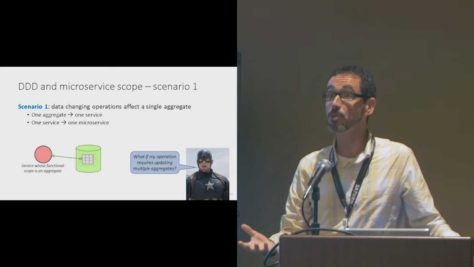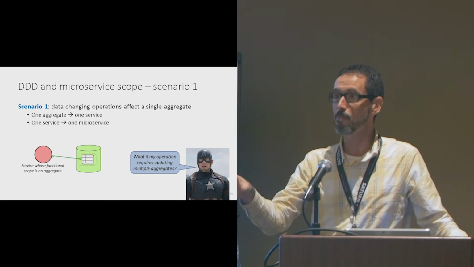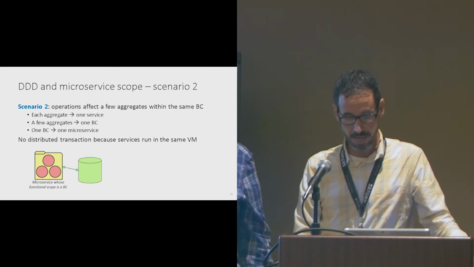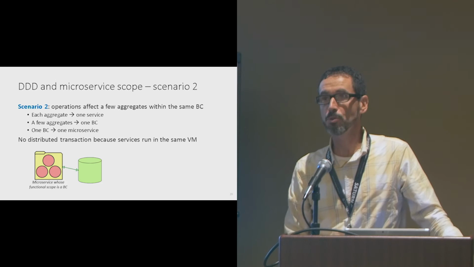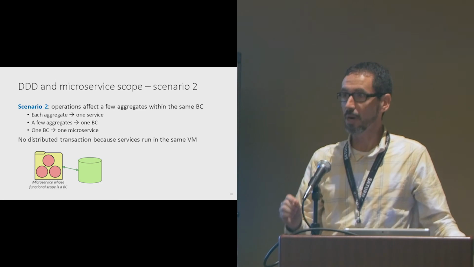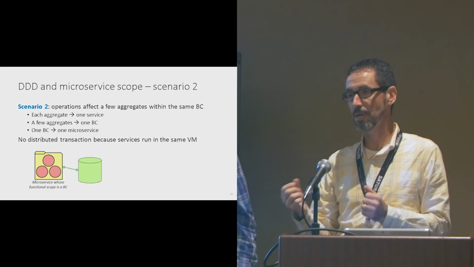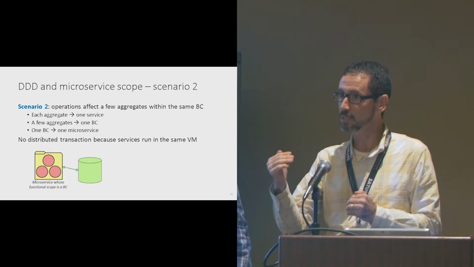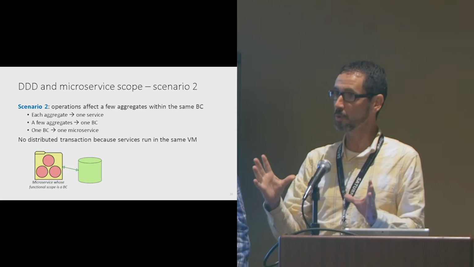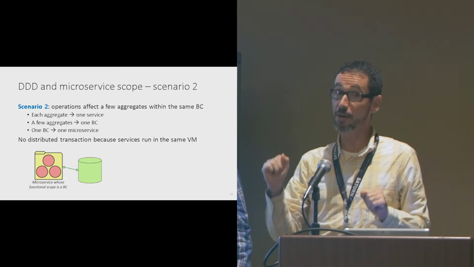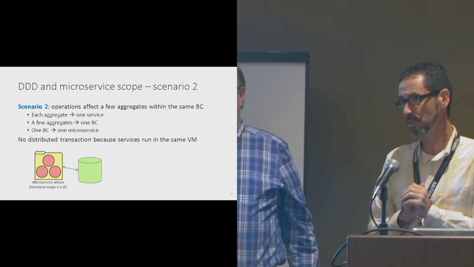Now, sometimes operations that you call on the system need to touch multiple aggregates. And in that case, we get to scenario number two. Well, what do we do then? We still keep the scope of a service as the scope of an aggregate. But now we have multiple aggregates, and then we're going to have multiple services. Let's assume for the moment, within scenario number two, that these aggregates fall within the same bounded context. So they're still part of the same bounded context.